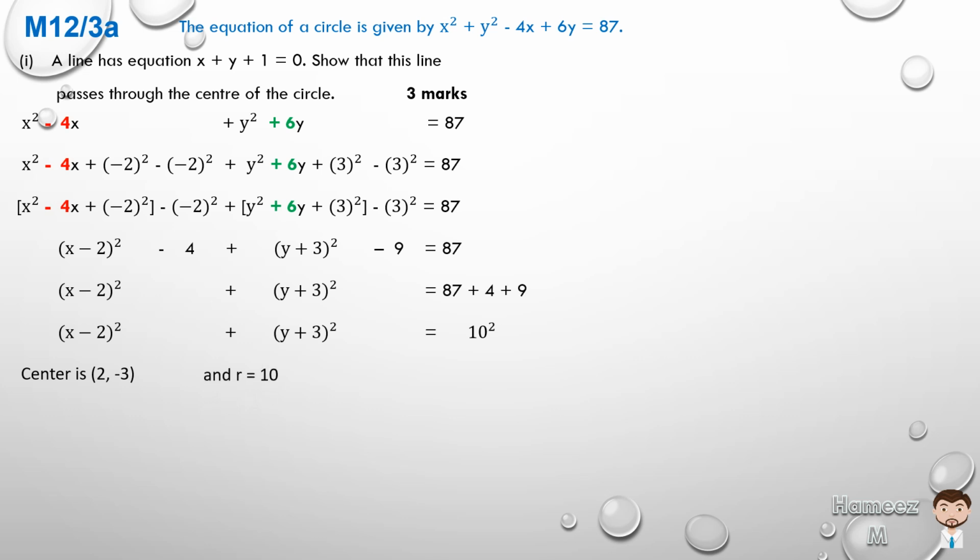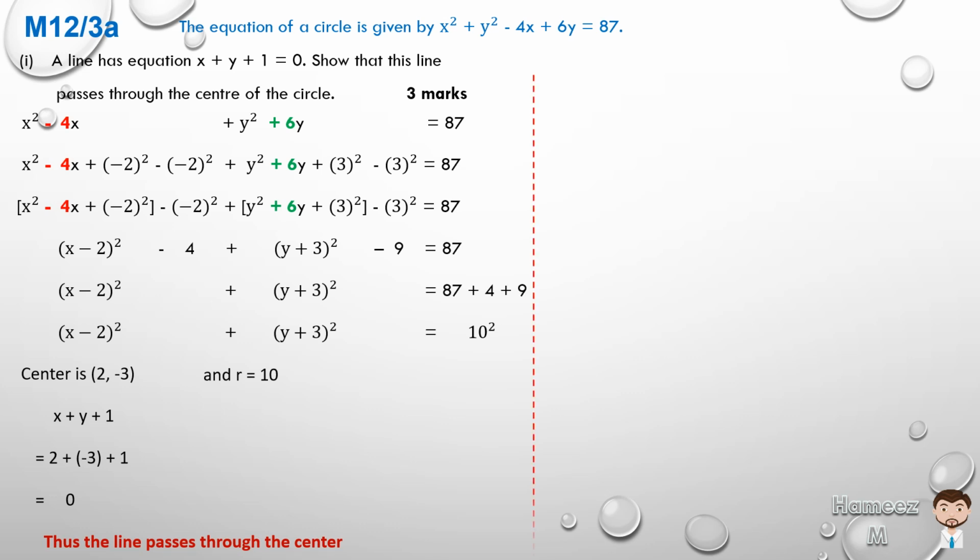If you want to show that the line x + y + 1 = 0 passes through the center, then you can substitute the x and y values. So x + y + 1 is equal to, we know x is 2, plus y is minus 3, plus 1, and that works out to be 0. As such, the line passes through the center of the circle.